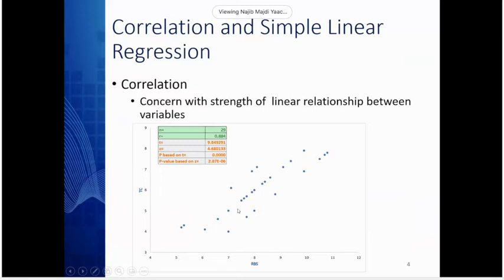So for correlation analysis, the term correlation must be there. For correlation analysis, we report the direction, the strength, and also the significance of the correlation. Direction: first we look at the R value. R here, R equal to 0.884.